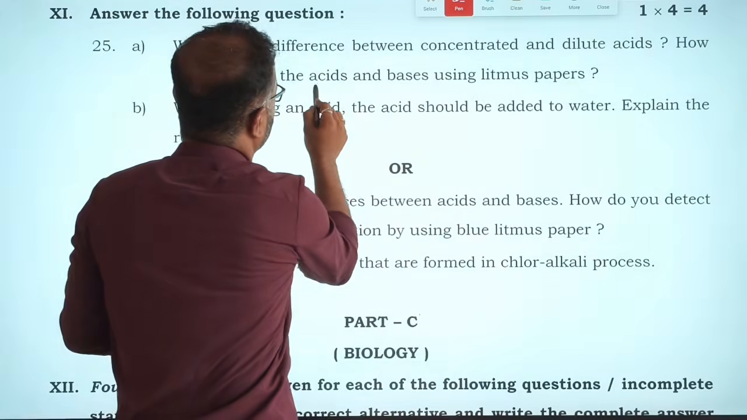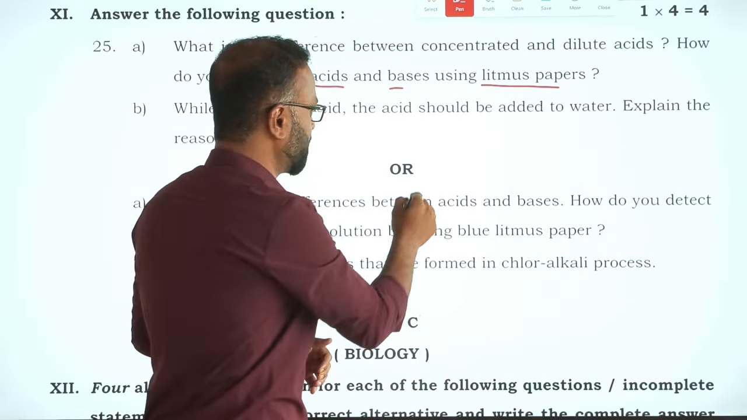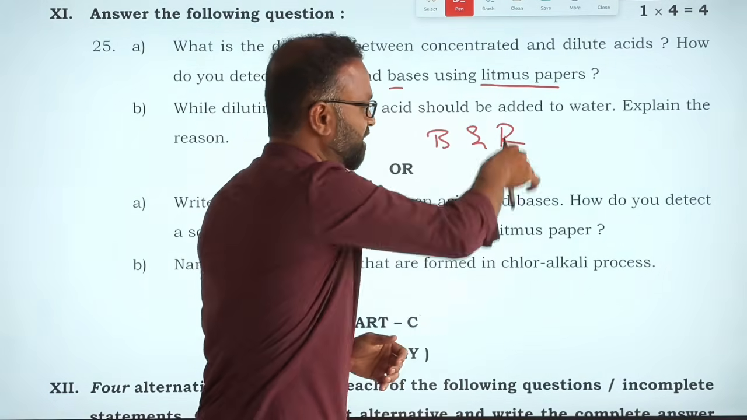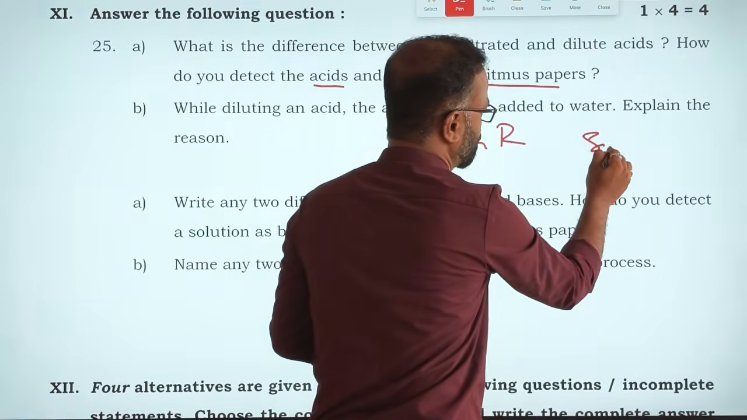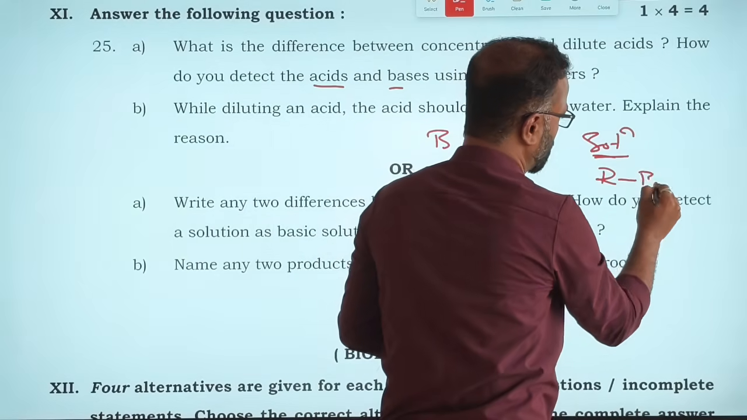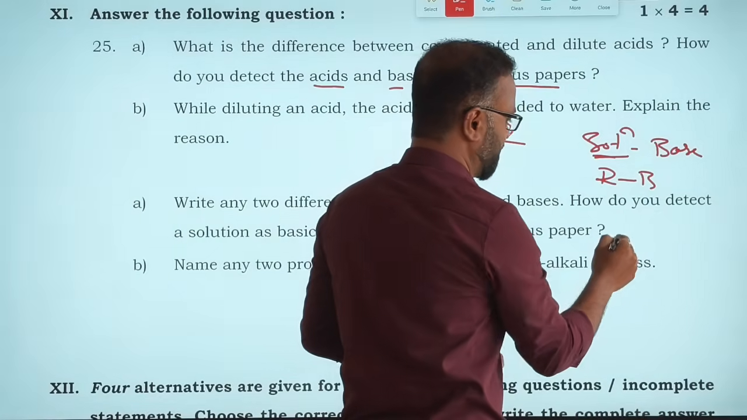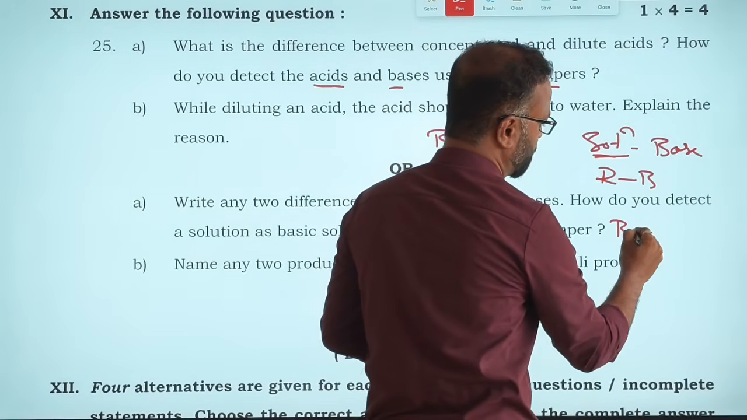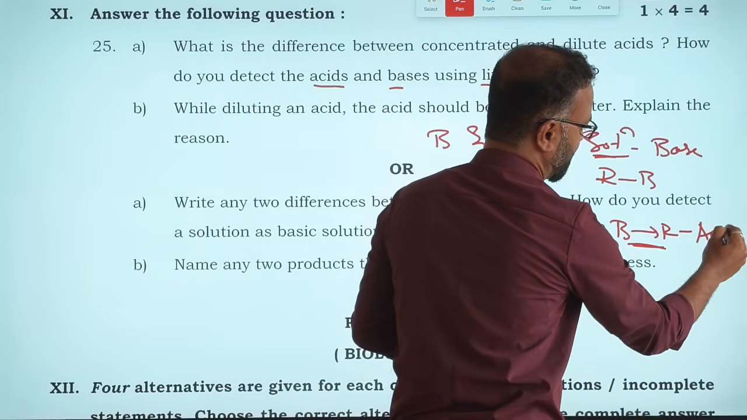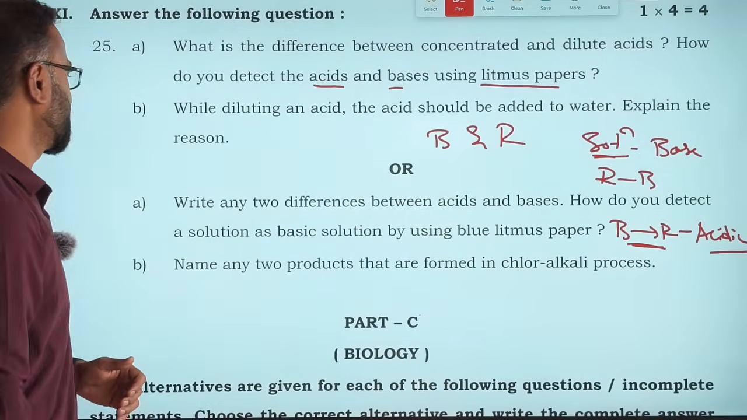How do you detect acids and bases using litmus paper? We have blue litmus paper and red litmus paper. When you dip the red litmus paper in a solution, if the color changes from red to blue, that solution is a base. If a solution changes blue litmus to red, that particular solution is acidic in nature. Very simple. Very nice question paper.